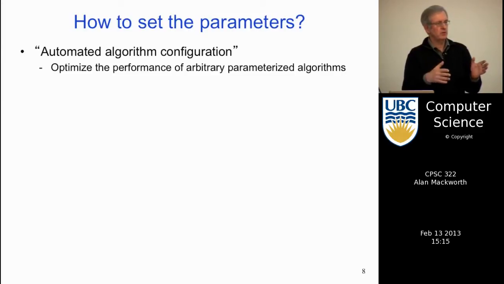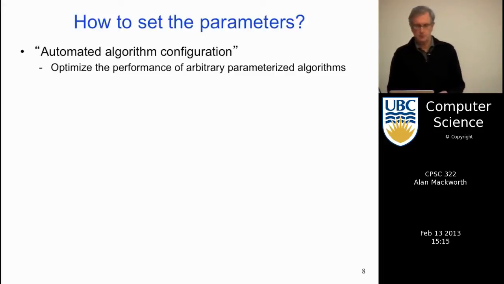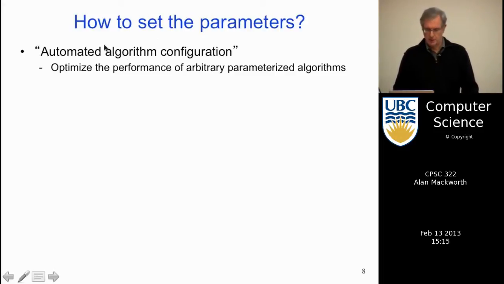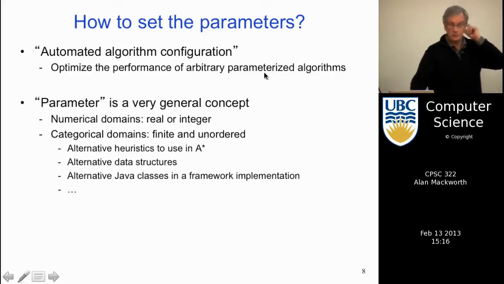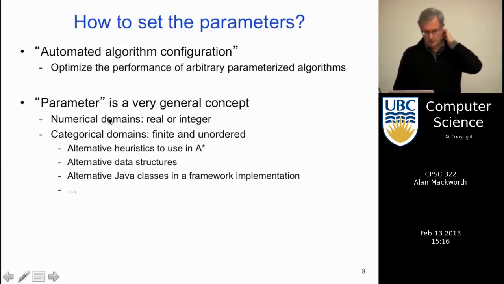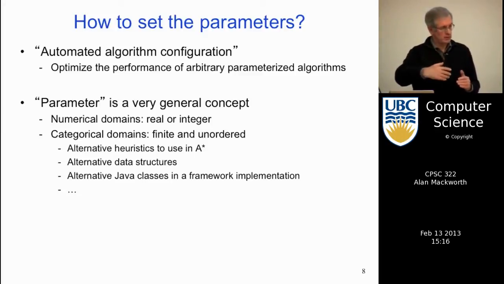You run the algorithm on it with a set of parameters. You change the parameters, it gets different performance. So that performance is a heuristic measure that you're trying to minimize, if it's time or space or whatever. So this idea of automated algorithm configuration, which a lot of work has been done on, is trying to optimize the performance of these arbitrarily parameterized algorithms. And by parameter, you might just think, well, this is a number, an integer or a real. But you can have categorical parameters, where they're categories. They could be just a finite set of alternatives. They don't necessarily have any ordering, so you can't search using the ordering in the space.